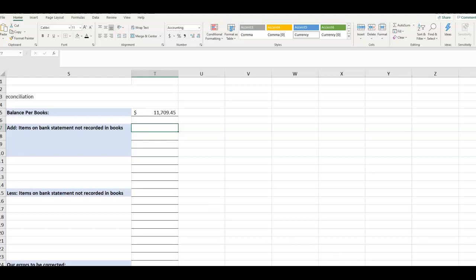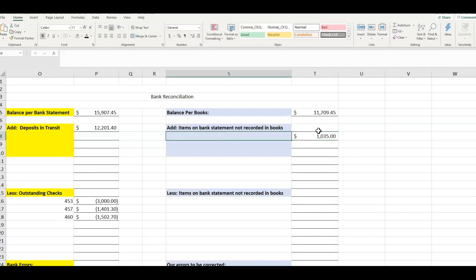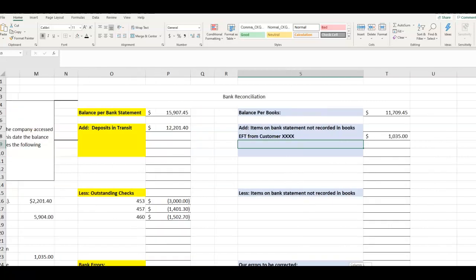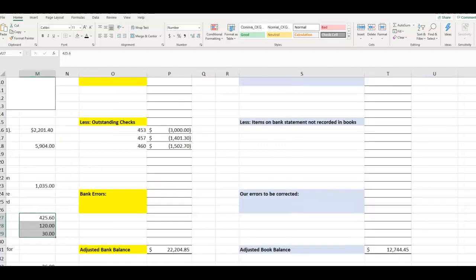Items on the bank statements that we didn't have on the books. One of them was 1035. Let me just go ahead and label it. That was this thing right down here. The other 3 we're going to subtract from our bank statement: NSF check and the fees.